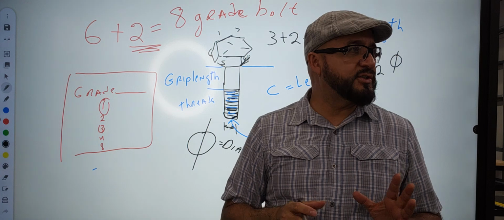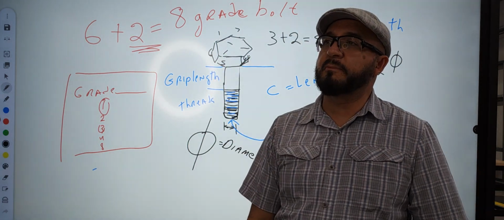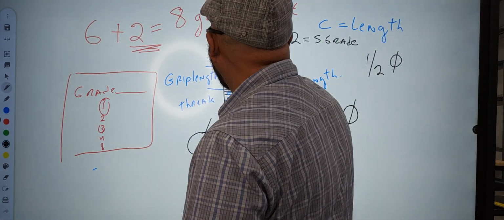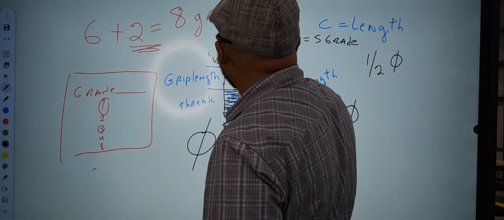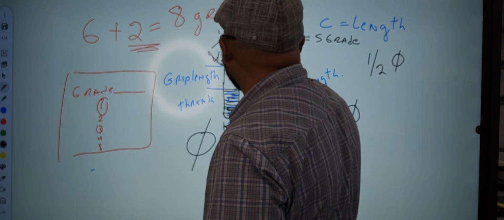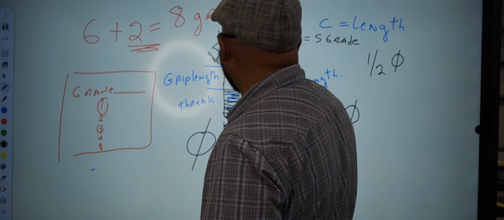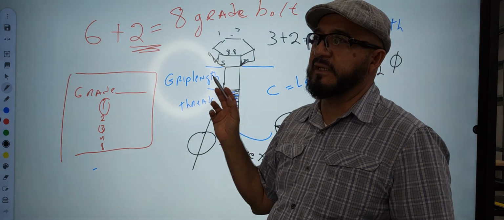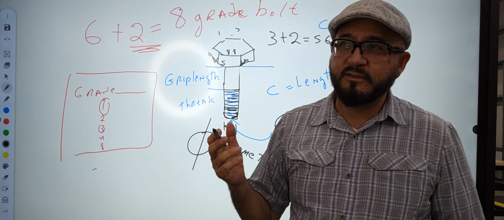The international system, the metric system, does not use these little markings. They use numbers. So if this were a metric bolt, you would not have those lines on the head. Let me redraw this bolt here: 1, 2, 3, 4, 5, 6. Here's the head of that bolt. You have something like 8.8 or something like that. And if you see an 8, what is that? Is it an 8 grade? No, it's not.